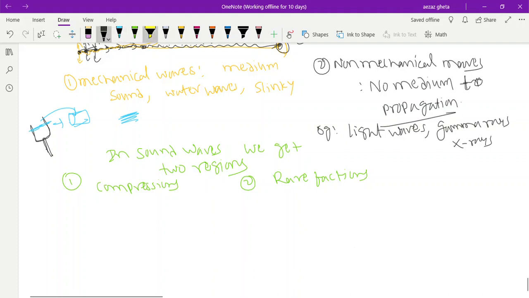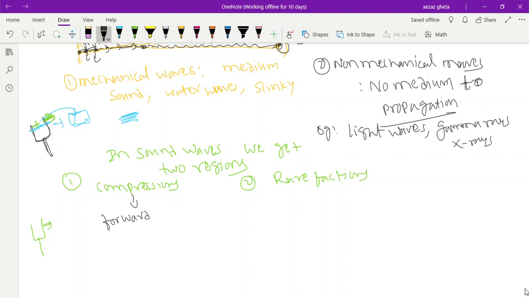When this is moving forward, the upper U-shaped part, if it moves forward, at that time the particles in the air are compressed. In compression, particles in the air are compressed when a vibrating object moves forward. When the vibrating object moves forward, it pushes and compresses the air which is present in front.